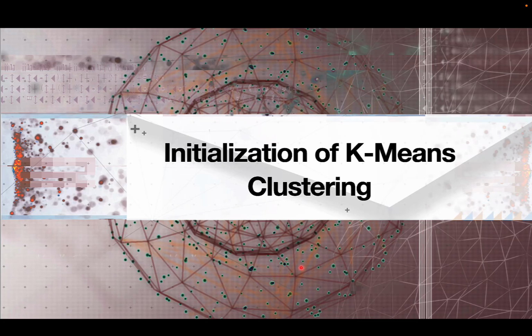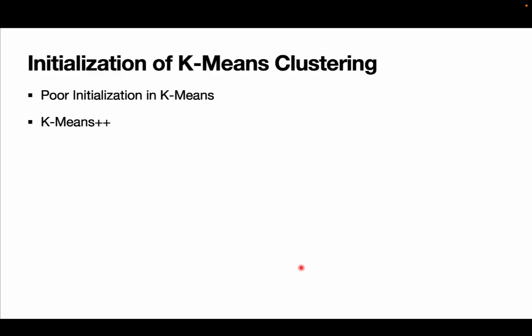In this lesson, we focus on the issue of poor initialization of centroids in k-means clustering. We will start with a couple of examples that show how poor initialization in k-means results in low-quality clusters, and then go over the k-means++ method, which is a variation of k-means that addresses this initialization problem.